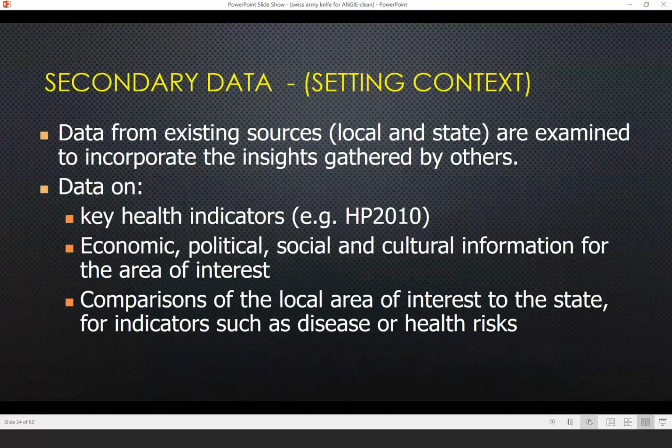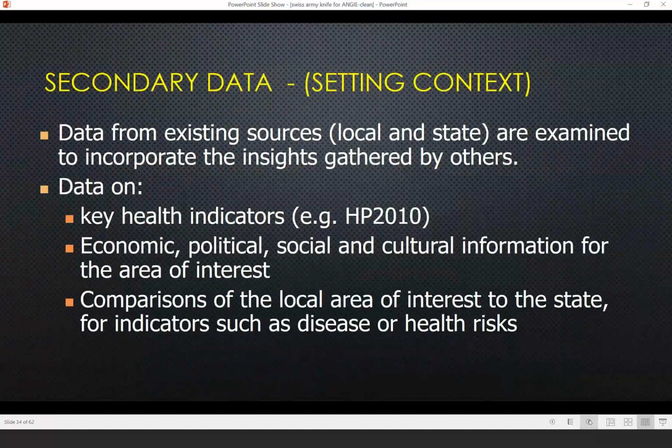This is information that comes from existing sources. That's why it's called secondary data. Somebody else collected it, like census data, for another purpose, to know how many representatives we have in Washington. But we're going to use it for our purposes to understand population dynamics and characteristics.